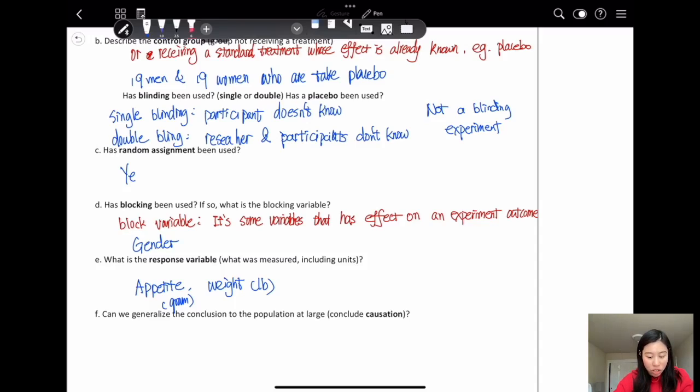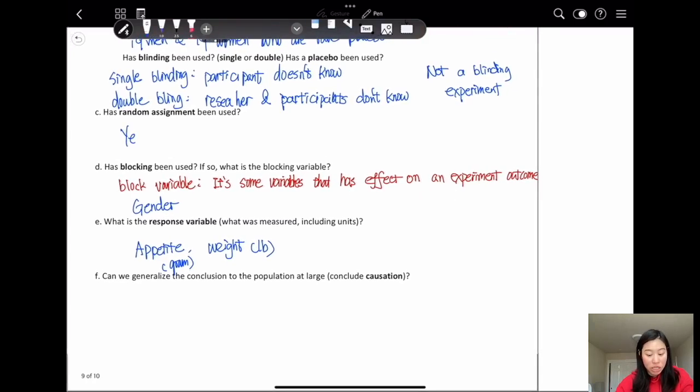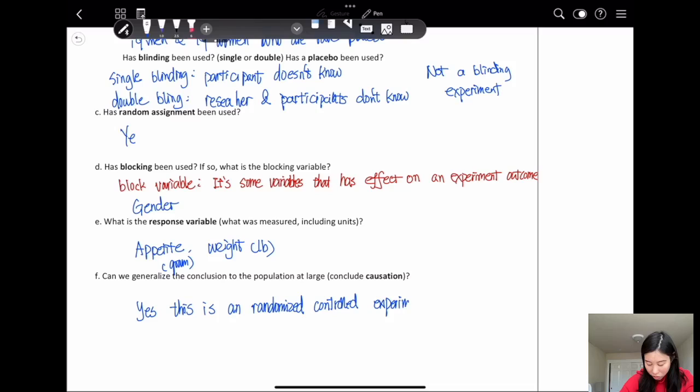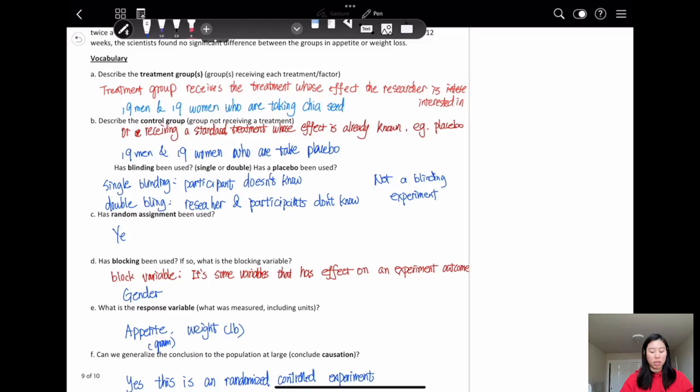Okay, F. Can we generalize the conclusion to the population at large? Yes, because this is a randomized controlled experiment. So that means we can draw a meaningful conclusion. That means this is a really well-designed experiment. It would be nicer if it were double-blinded, but this is good enough.